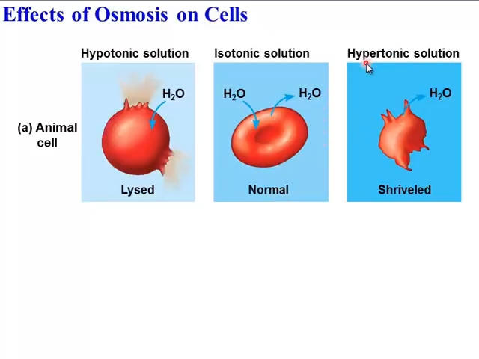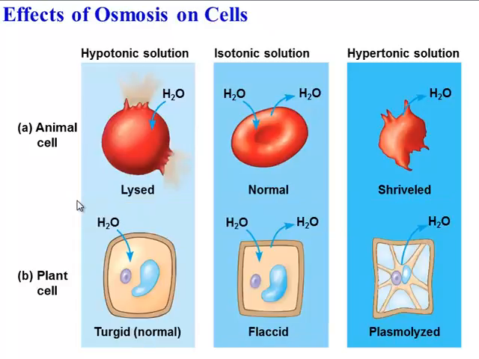Then in a hypertonic solution, if the solution around the cell is hypertonic, that means that the solution in the cell, the cytoplasm of the cell, is hypotonic. So water will move out of the cell into the environment, and the cell will shrivel. For animal cells, this is bad, this is good, and this is bad. Plant cells, it's a little bit different. In plant cells, if they're in a hypotonic solution, water will move in, because it always goes from hypo to hyper, but this is actually good.